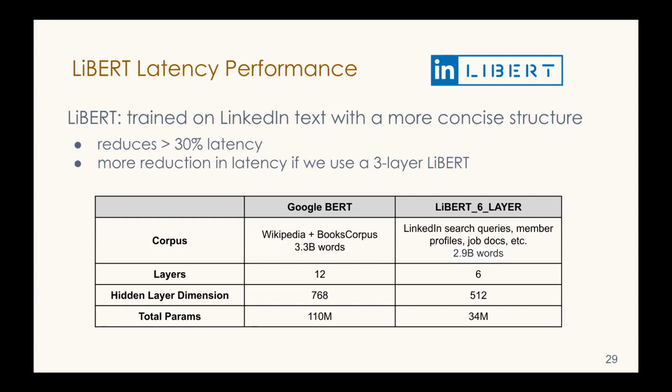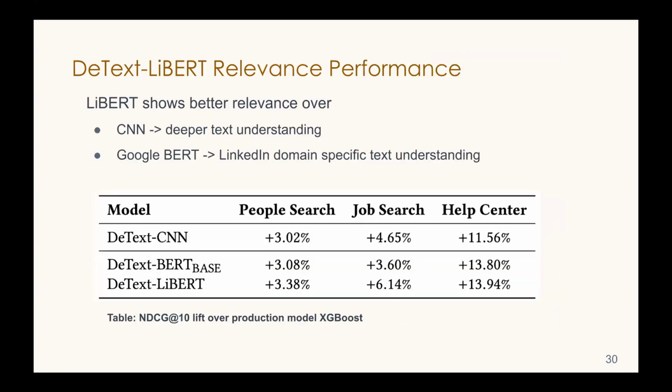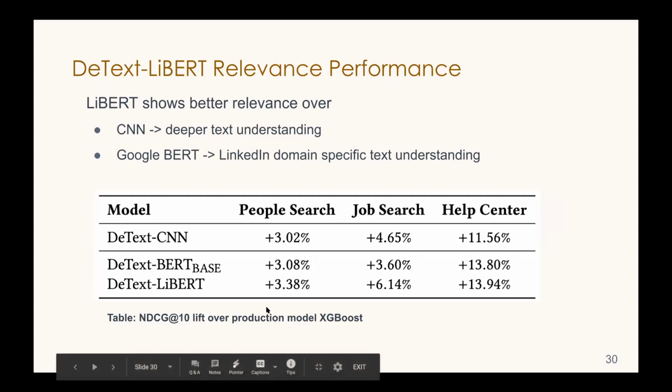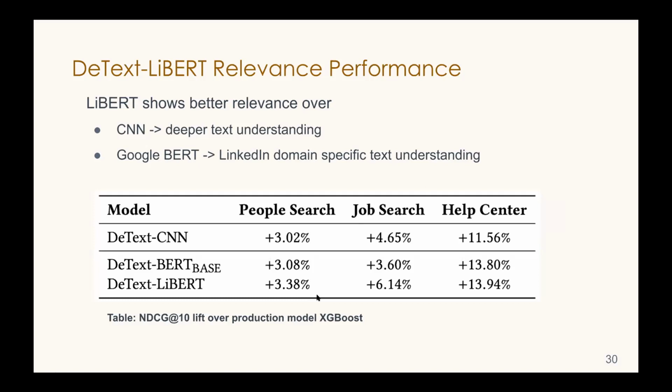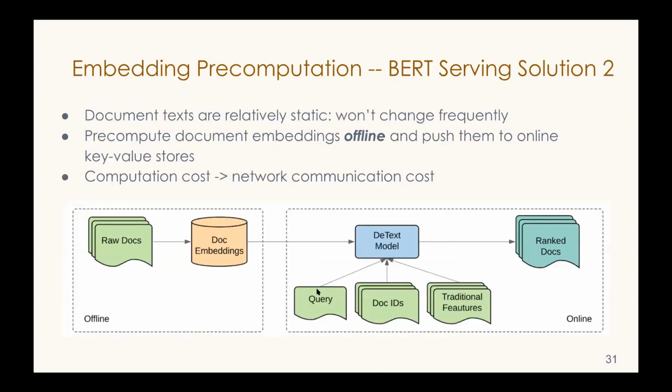So you may ask the question, even though we reduce the latency by a lot, how about the relevance performance? By pre-training the BERT models using the LinkedIn in-domain text data, we can definitely see an improvement in performance on LinkedIn specific tasks fine-tuned with the LiBERT model compared to the same tasks fine-tuned with the BERT-base model. You can see in all of those 3 different search ranking cases, the LiBERT model performs better than Google's BERT-base model.